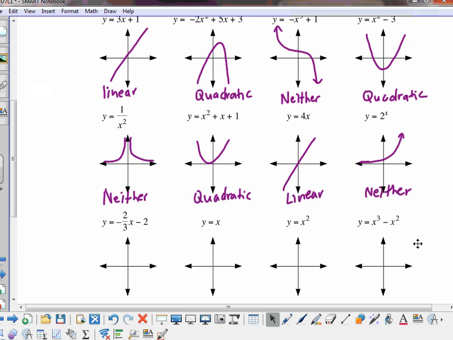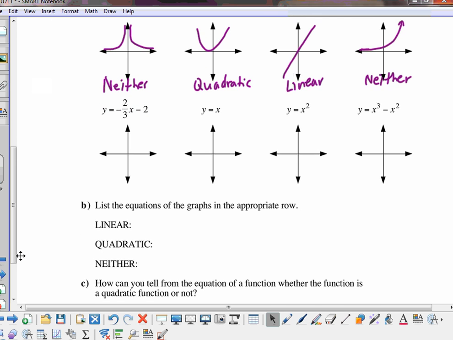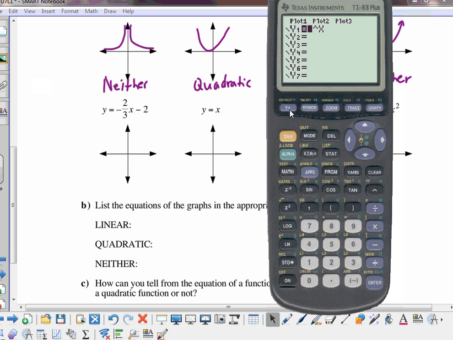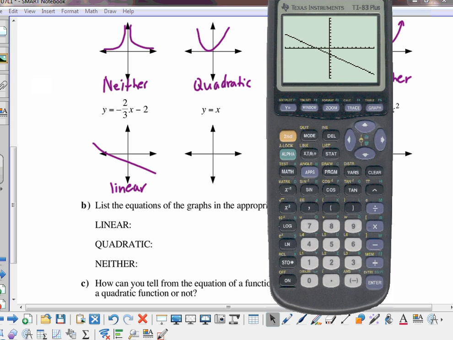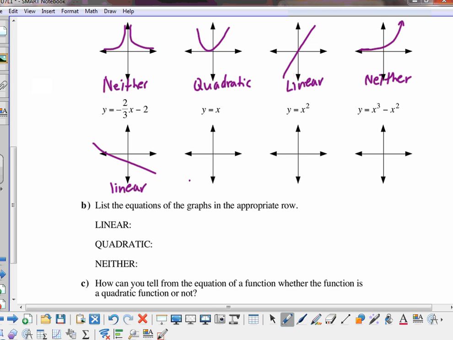Negative 2/3 x minus 2. It's going to be a line. Remember that formula, mx plus b? Okay. So line, linear. Y equals x should be linear as well. Yeah, a line right through at like 45 degrees, right to the center. So y equals x, linear again.